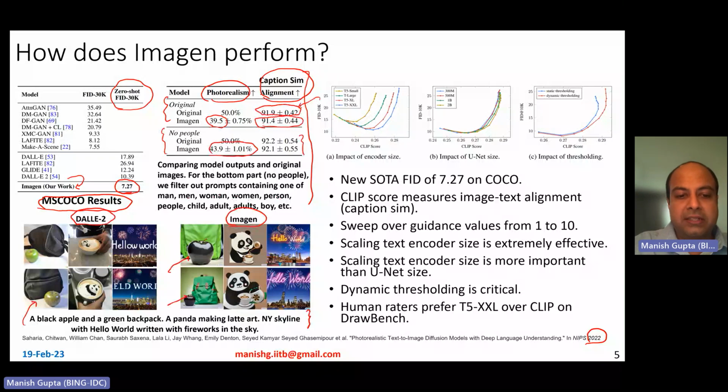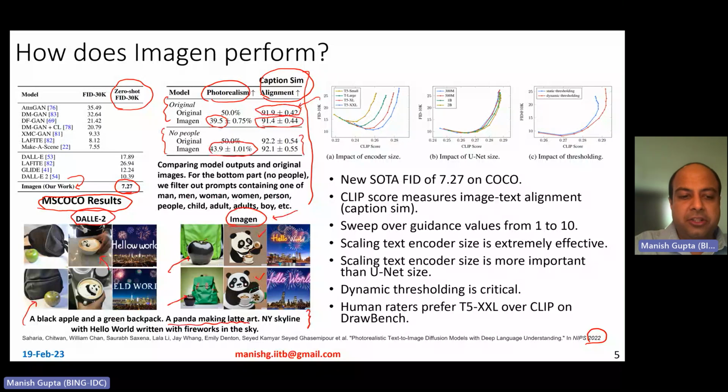Another one is more of compositionality and sort of odd cases which don't typically occur. So, a panda making latte art. Now, if you see, it's not a panda making latte art. A panda is being made in the latte art. But if you look at Imagen, the results are really good. They are reasonably good results where a panda is being shown to make latte art.